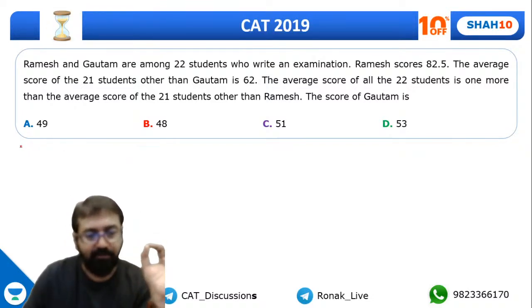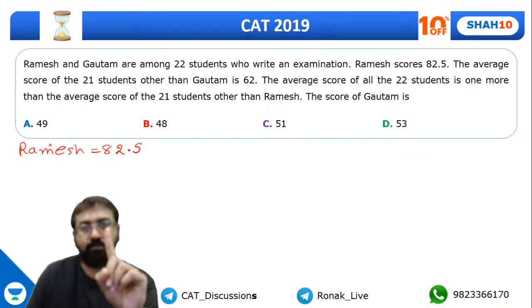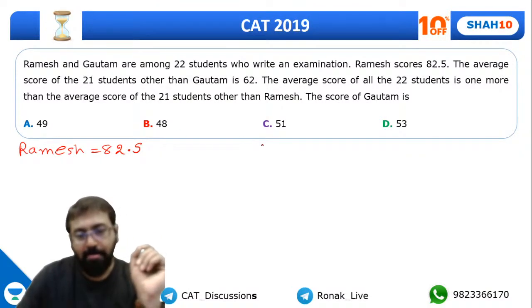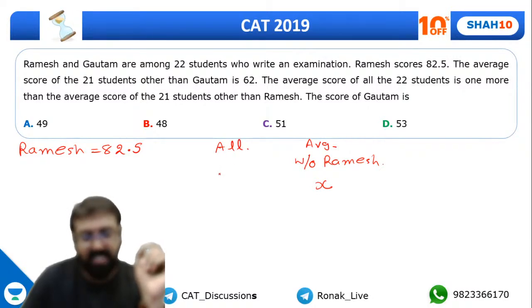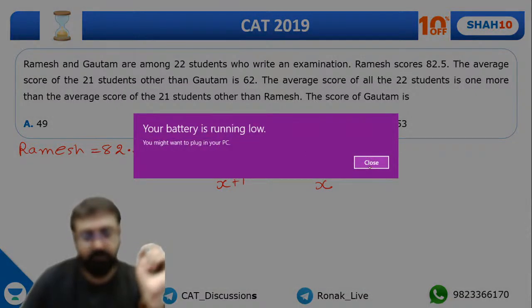Ramesh's score is known. Ramesh's marks are known. What is that? 82.5. This is the first thing. Now we know that the class average without Ramesh is, suppose, X. So all students' average will be, can I say, X plus 1? All students' average will be X plus 1 here.